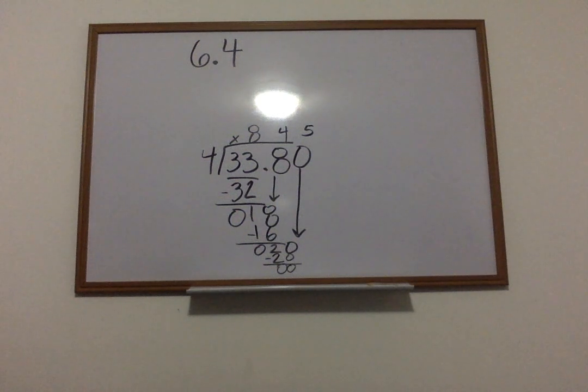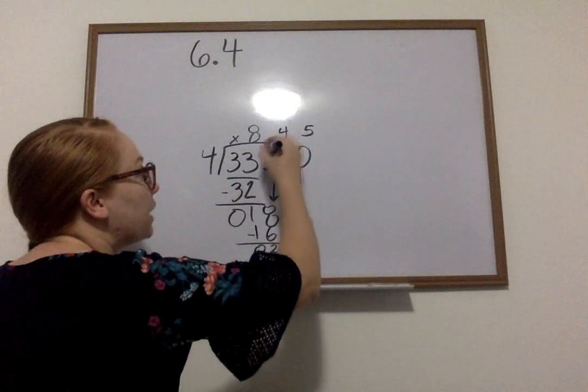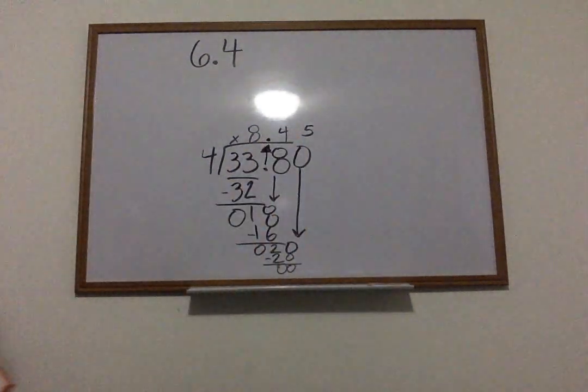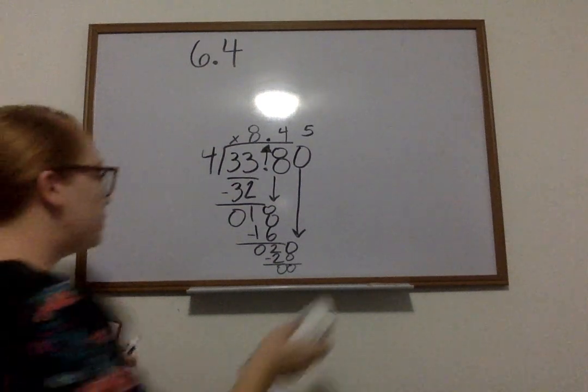I have to place my decimal. My decimal does not do a dance. It doesn't go crazy. It doesn't go over here, over there. It's going to go straight up every single time, and my answer is going to be 8 and 45 hundredths. Let's try another example.